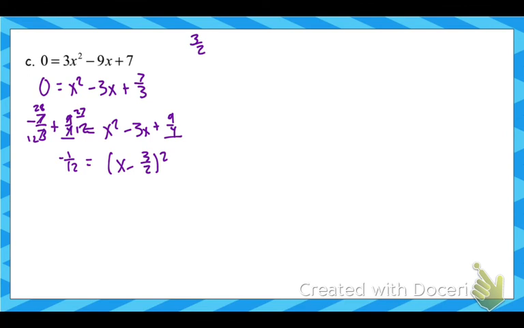Square root both sides. So when you square root a fraction, you're square rooting the top and the bottom. So the square root of 1 is just 1. So we have 1 over the square root of 12. It was a negative under the square root, so that's going to become an i. And it is plus or minus. All right, the square root of 12 can simplify. I'm going to simplify that as 2 root 3. I'm going to add that 3 over 2 to the other side.